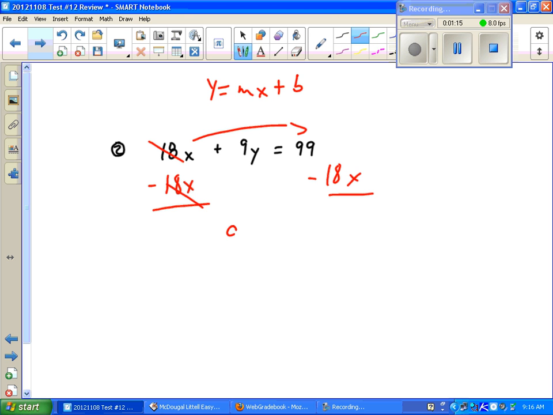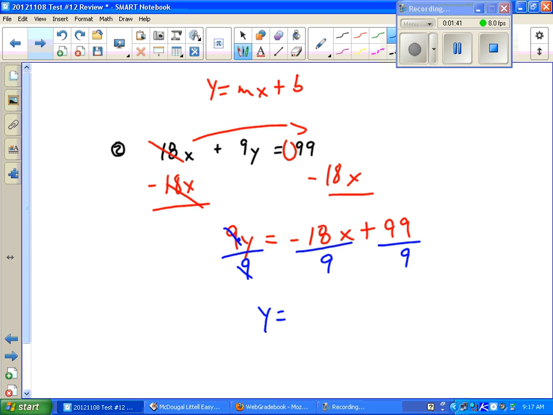These will cancel and leave you with 9y equals, we'll put the x variable first to make it mx plus b, negative 18x, and this is a positive 99. That's why it's plus 99. We still don't have y by itself. We got 9 multiplying by y, so in order to undo 9 times y, divide by 9. Divide both of these by 9. This will cancel and leave you with just y. Negative 18 divided by positive 9. Anytime you have opposite signs, it's going to be a negative 2x. And then 99 divided by 9 is positive 11. So now we have y equals mx plus b, where your slope is negative 2 and your b is a positive 11.